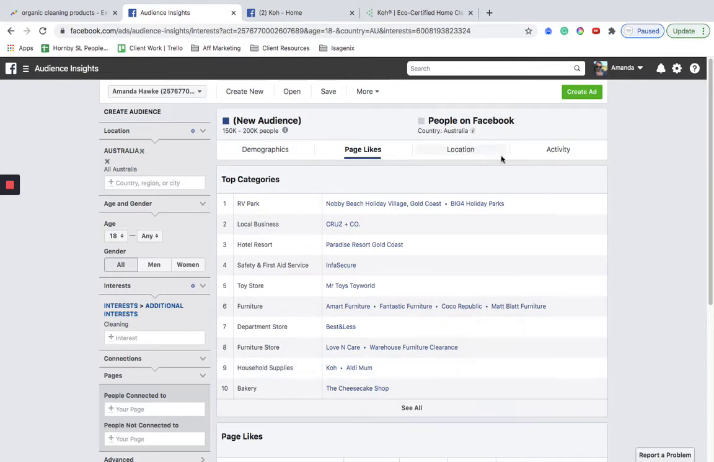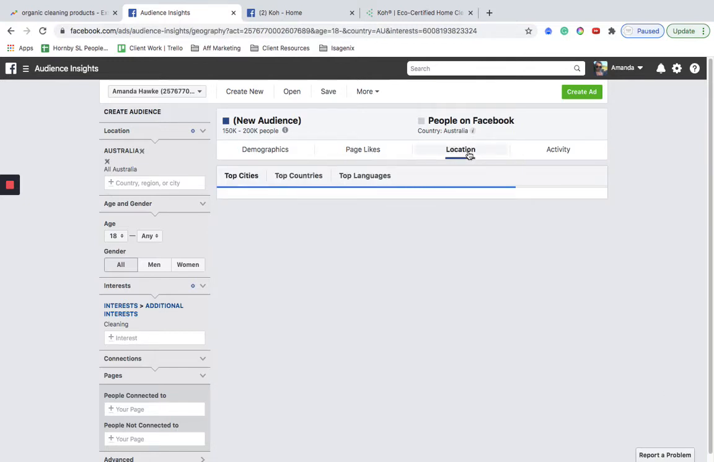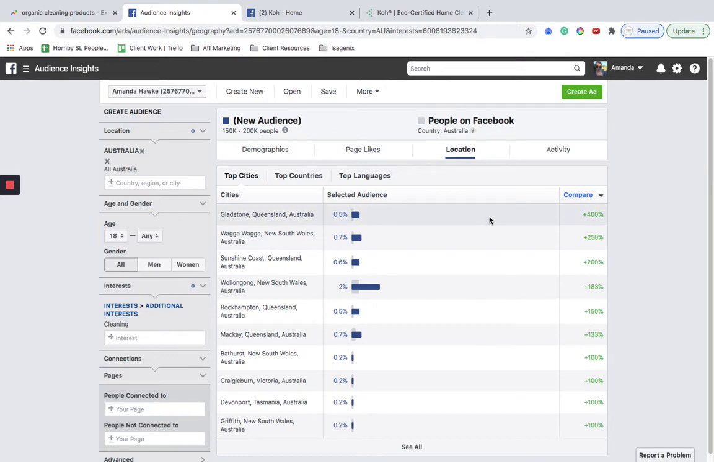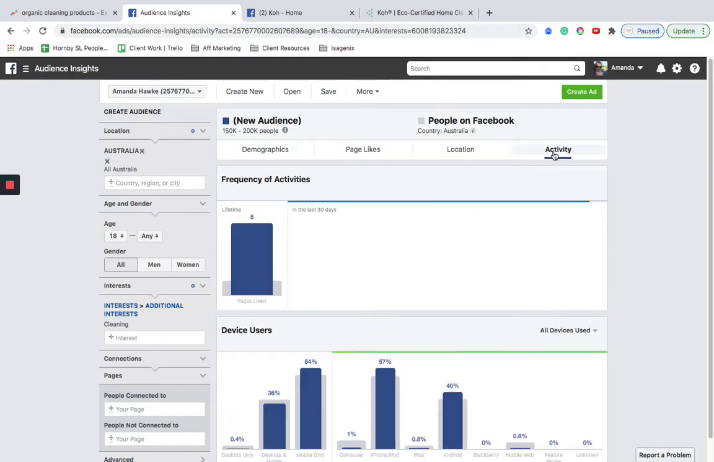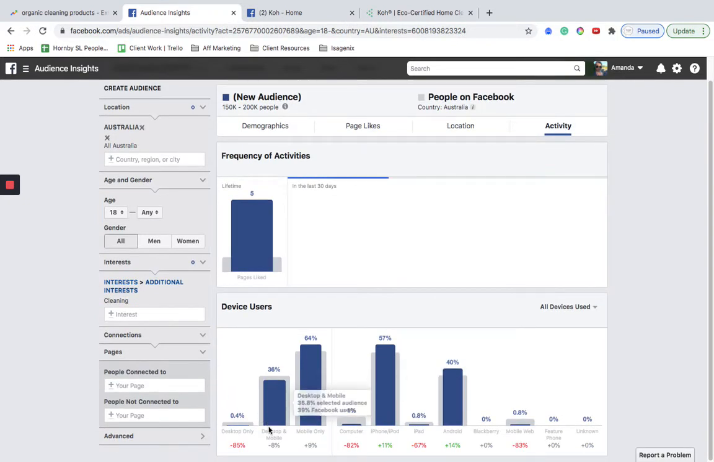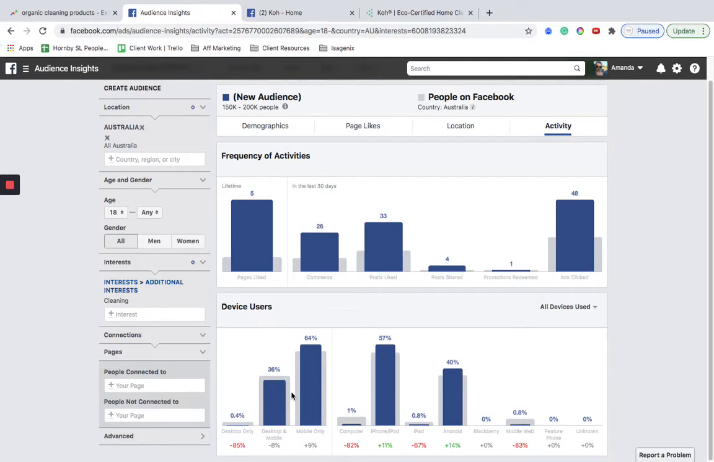So once we've got that information, you can go down into this information in as much detail as you like. You can see where people are, you can see what they do online, whether they use tablets, whether they're on desktops, which all helps with your marketing and making sure everything's presented in the right way.